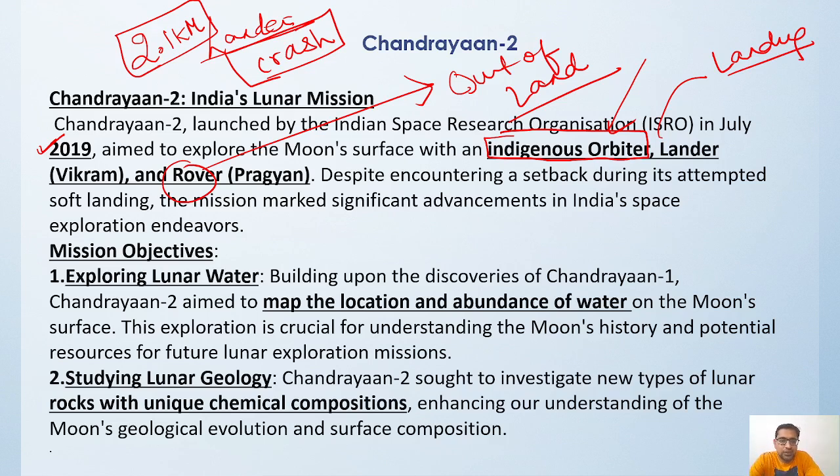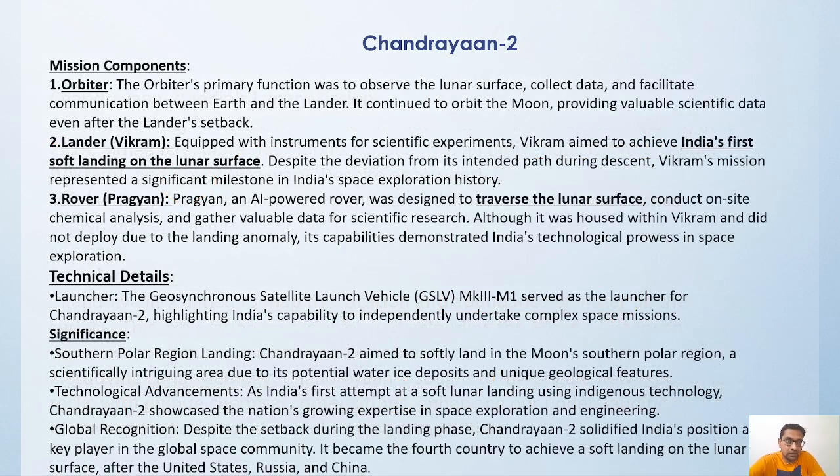So here Chandrayaan 2 aimed to map the location and abundance of the water. That is the main task that was given, to explore the history of the moon and also further potential resources that we can utilize in the future. And again, lunar geology: further investigation into the type of rocks and their unique chemical composition. Because if we want further exploration of the moon, we need a proper understanding before we can go for any kind of mission there. So Chandrayaan 2 had an orbiter.